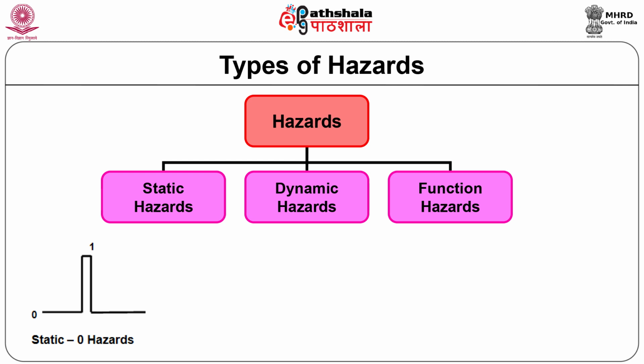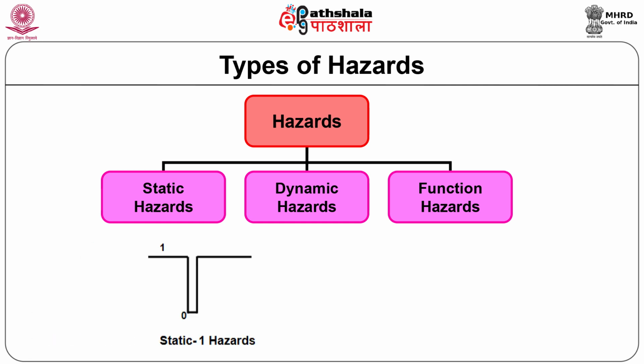Let us now discuss static 0 hazard. A static 0 hazard takes place when the output momentarily goes to 1, that is high state, for a short duration when it should remain at a constant value 0, that is low. Let us look at now static 1 hazard.